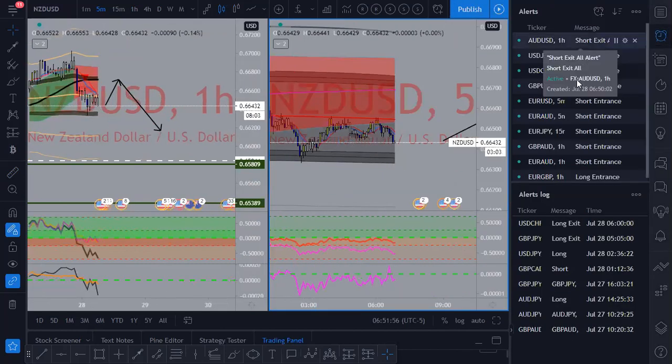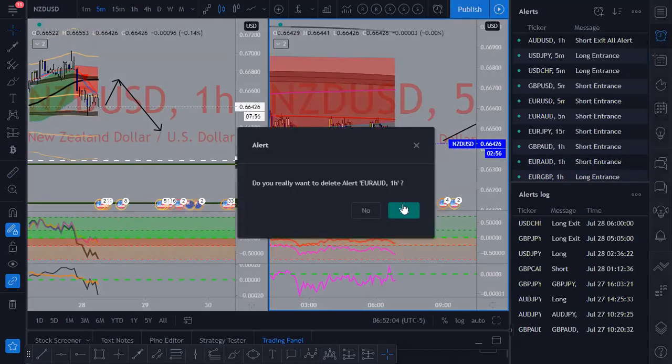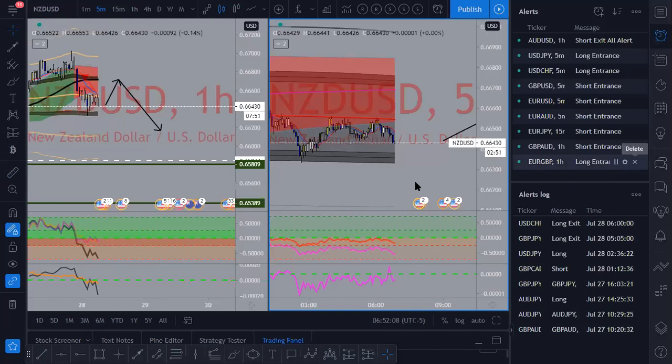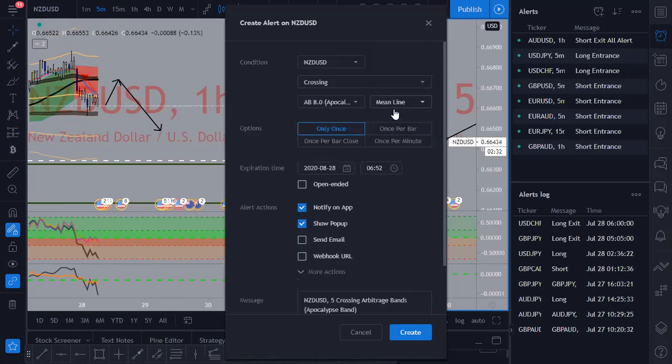So short, let me see if I have any doubles here. Yep, I do right here. It never even gave me that alert or this alert, so I'm gonna delete those. All right, so like I said, for NU, the only way I'm getting in is if I get the retest of the RSI line, since it never even gave us the retest off of this bearish candle right here. So NZDUSD crossing the apocalypse RSI line, create.